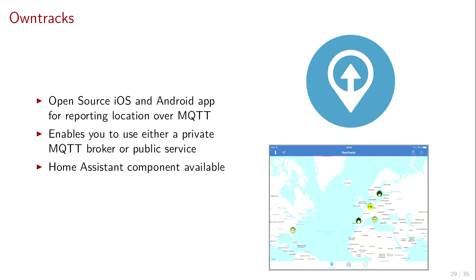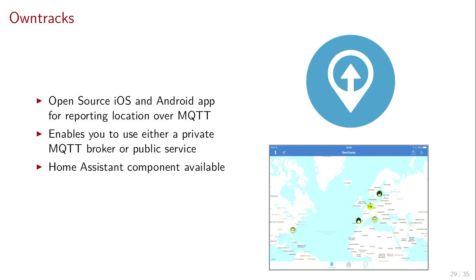And luckily, there's a package called OwnTracks, which did exactly what I was looking for. It pushes your location over MQTT to any MQTT broker. It's open source, and it runs on iOS and Android. It served exactly what I was looking for, and it also has native Home Assistant support.